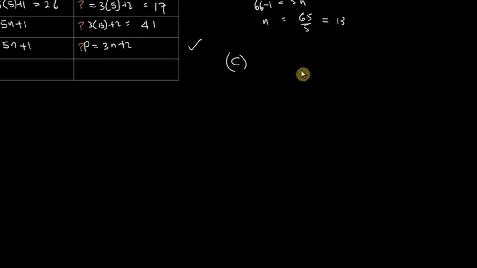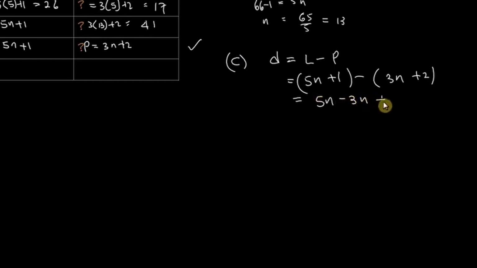Part C says, write a simplified expression in terms of n for the difference between lines and perimeter. So that difference is described as D is equal to lines minus perimeter. So what we have is L minus P, where L is equal to 5n plus 1, and we're going to subtract P, which is 3n plus 2. So let's simplify. So it's 5n minus 3n plus 1 minus 2, which is equal to 2n minus 1. So that's a simplified expression for the difference.